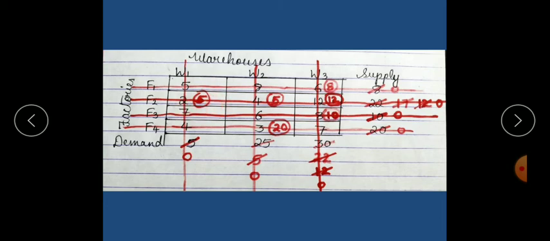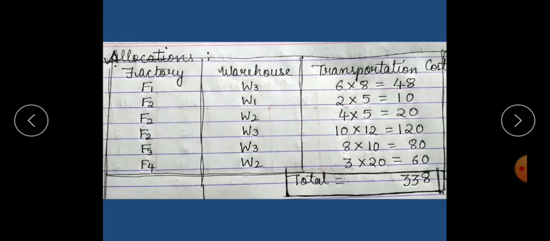Similarly you have to do F2 to W2, F2 to W3, F3 to W3 and F4 to W2. Once you do this, find out the total transportation cost by adding up all these things. The total transportation cost I am getting is 338 rupees or units or dollars, whatever currency you are using. So this is your final answer to find out the IBFS.